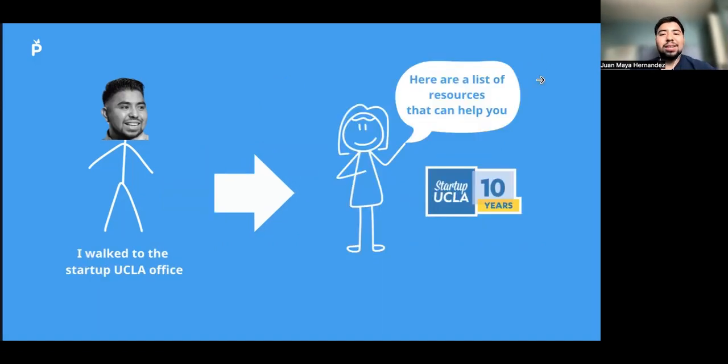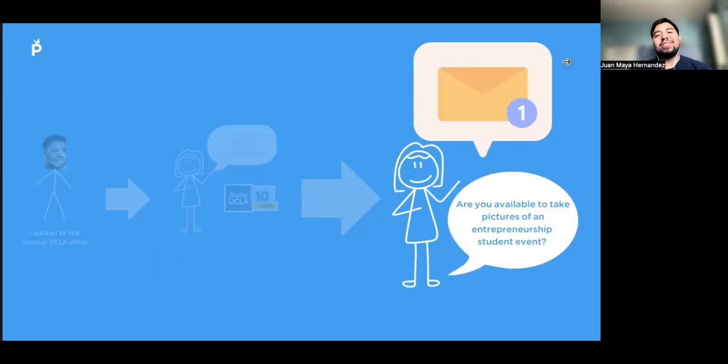So I go to the Startup UCLA office. I tell them my situation. I also tell them about my status, and I tell them that I need to find a way to make money, and I'd love to start doing some freelance photography. Now, the most interesting part about this interaction with this lady is that a month later, she ended up sending me an email asking me if I could take photos of an entrepreneurship student event on campus.